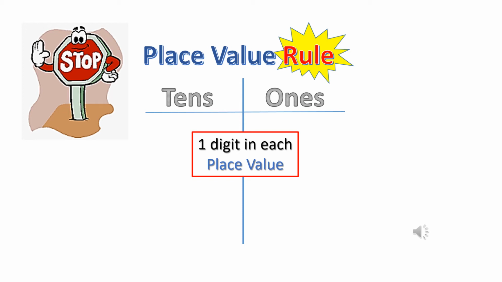So in the ones place, you can put 1, 2, 3, 4, 5, 6, 7, 8, 9 yellow cubes, and you can write any number between 0 and 9. And the same thing for the tens place. You can put 0, 1, 2, 3, 4, 5, 6, 7, 8, 9 10 sticks in the tens place. And you can put one digit in the tens place.